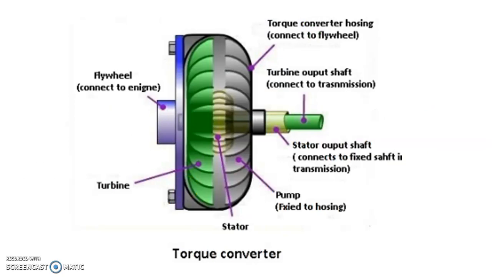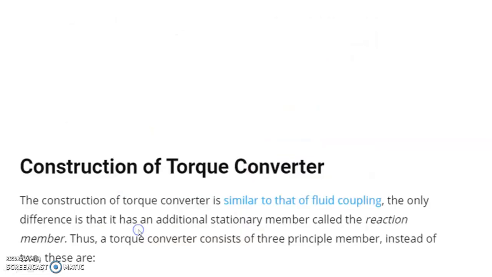So this is a sketch of the torque converter. You will see clearly at the center there is a stator, there is a flywheel to the engine, and there is a turbine output shaft connected to the transmission. This is a sketch of the other components: you will see turbine, pump, torque converter housing.